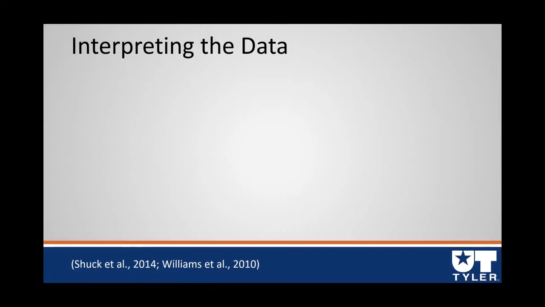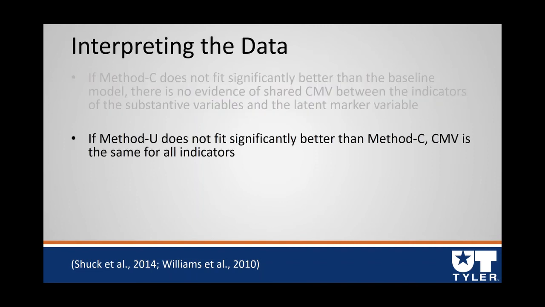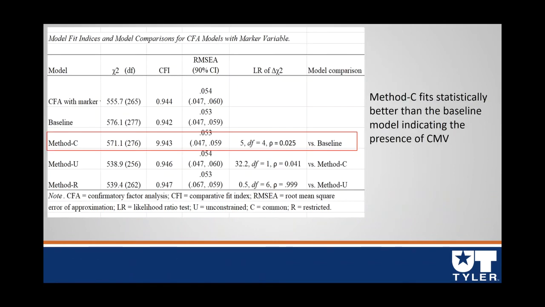Let's do a quick refresher from what we talked about at the beginning. If method C does not fit significantly better than the baseline model, then there's no evidence of shared common method variance. If method U does not fit significantly better than method C, then common method variance is the same for all indicators. And if method R is significantly different than method C or U, depending on which model you built your restricted method on, then the presence of common method variance skews the relationships among the substantive variables. So let's take each of these three definitions and look at each method in the table that we just built.